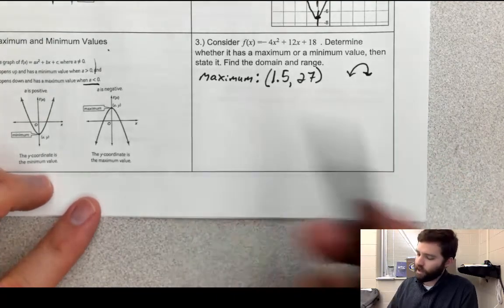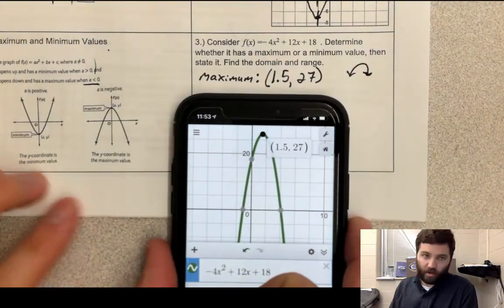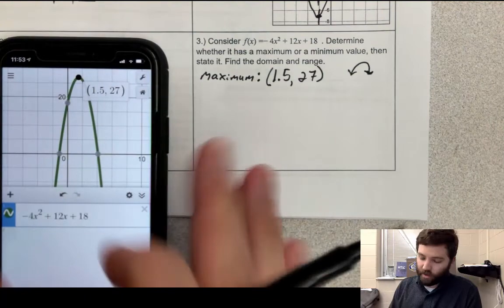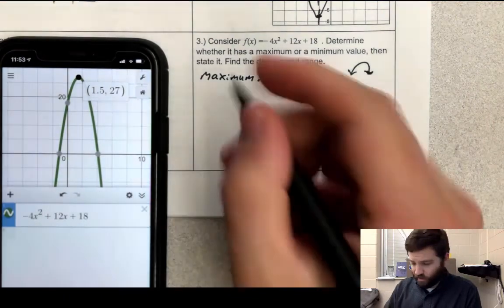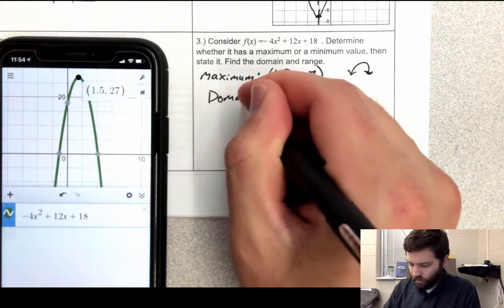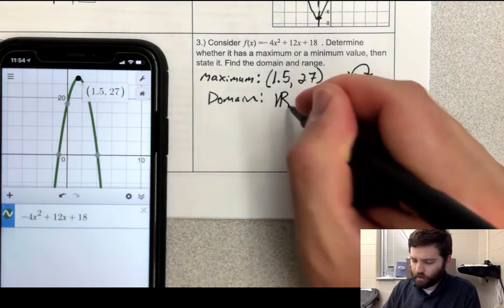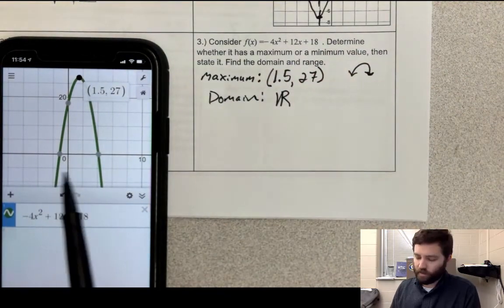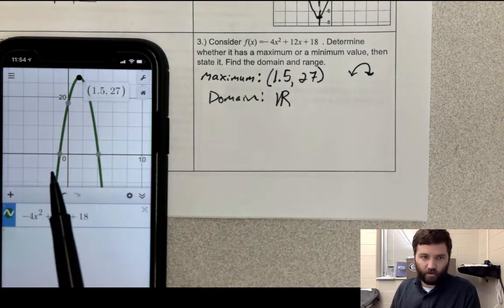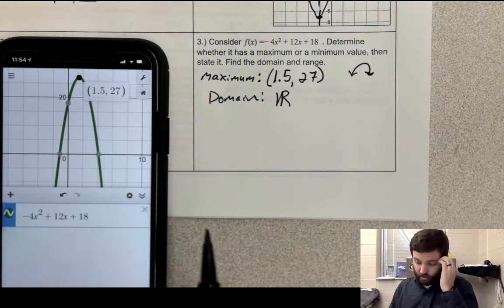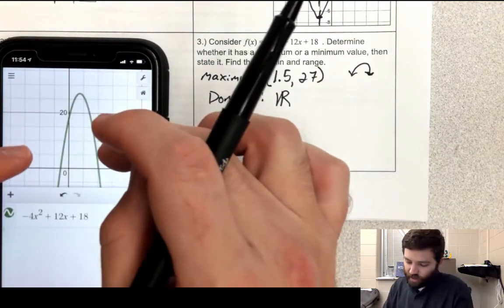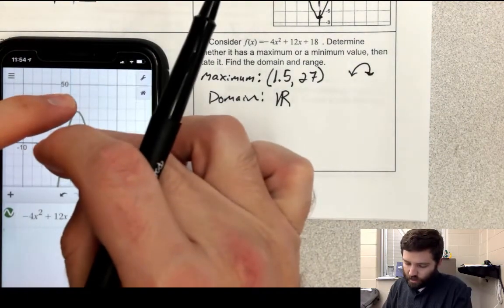Then the domain and range. So we need to find the domain and range. It is a parabola, and domain is all of the x values covered by the graph. It will go forever left and right. So the domain is all real numbers, because no matter how far you zoom out, all x values will be covered by this graph eventually. That is not true for the y values.